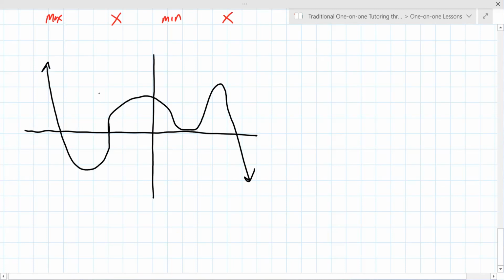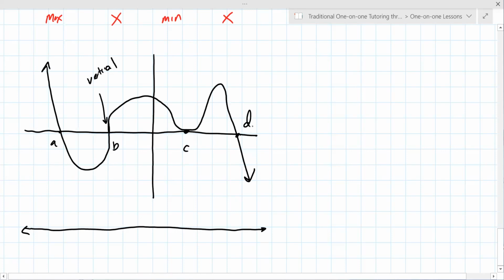To be clear, this is meant to be a vertical tangent. The reason that's important is it's not a critical point, but it is a point that you have to identify on your chart. A and D are zeros, right? B crosses, but there's a vertical tangent there, so nothing happens when that occurs. A and D are your zeros.